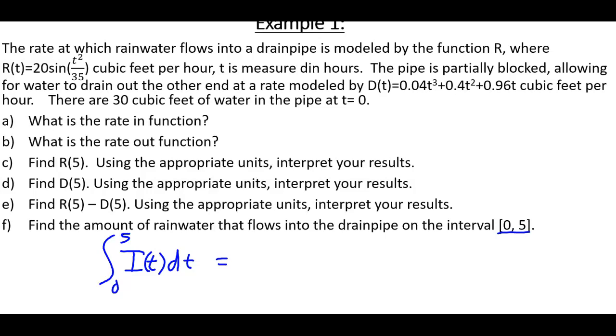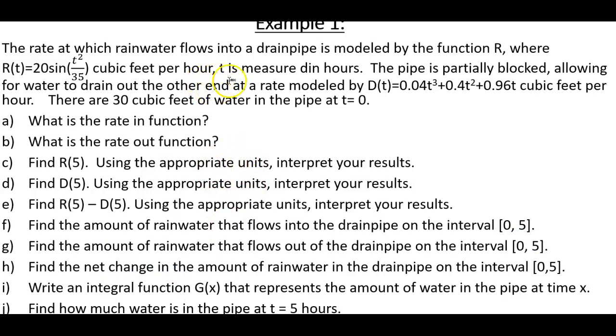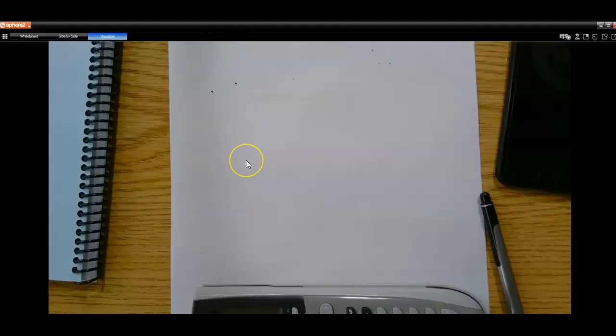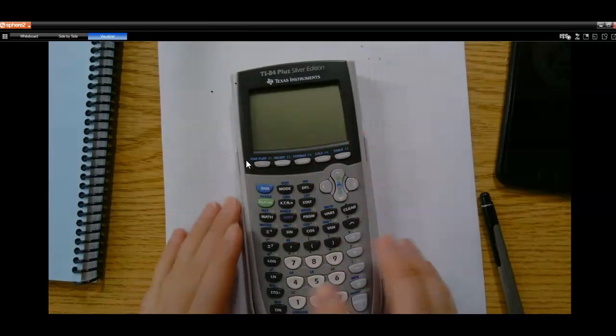Now, actually, I should not use I of t here. That's what I used in my chart. But here, what we're dealing with is R of t. There we go. So you want to use R, not I. Okay, so let's go ahead and go to our calculator, and let our calculator do all the work for us.